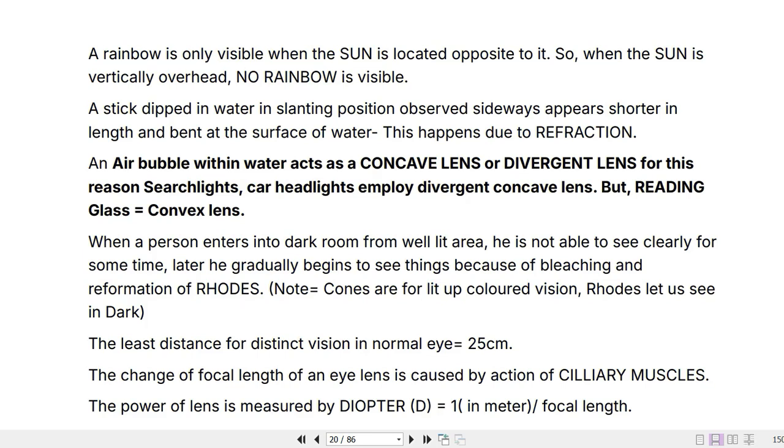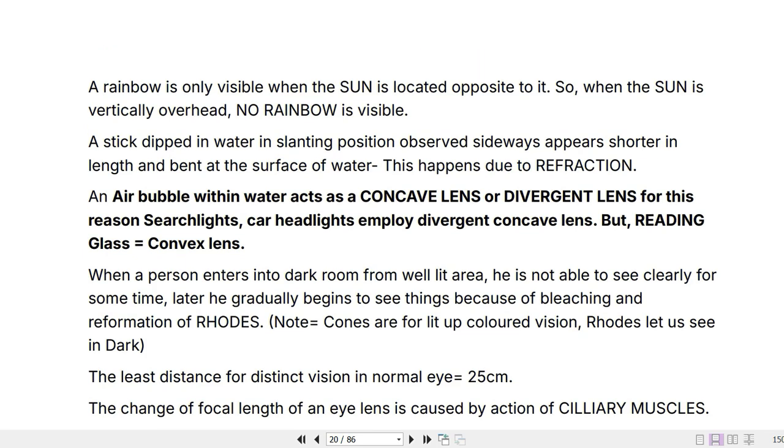All right. So, see, a rainbow is only visible when the sun is located opposite to it. The sun has to be on the opposite side of the rainbow in order for the rainbow to be visible. That is number one thing. Then, when the sun is vertically overhead, no rainbow will be visible. It has to be located opposite of the rainbow.